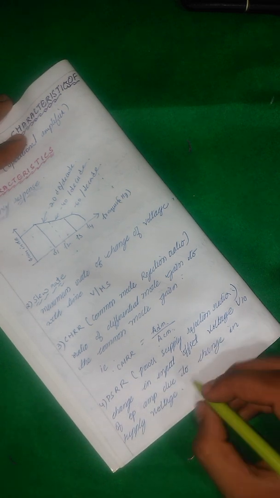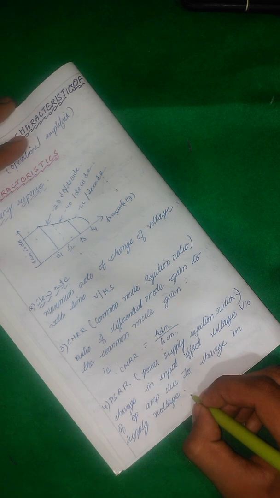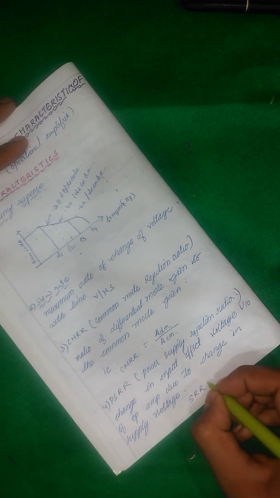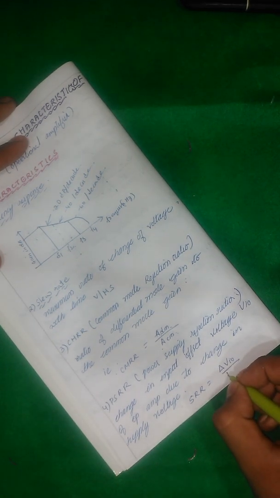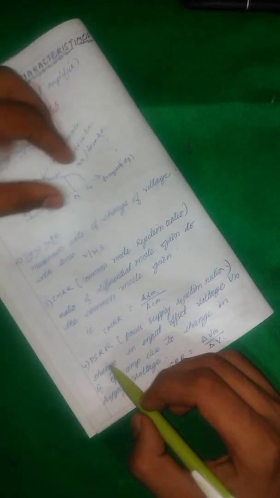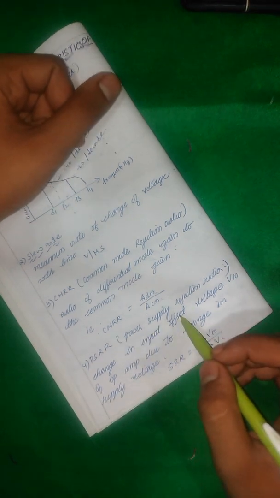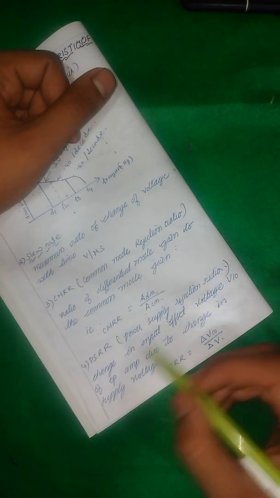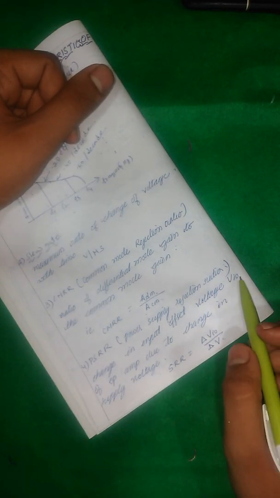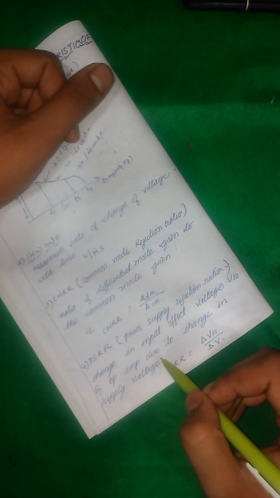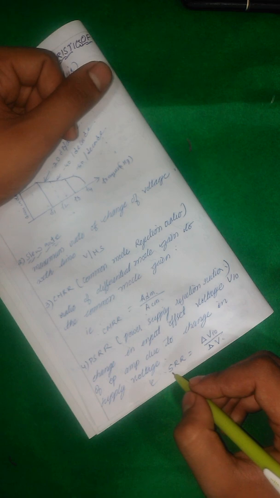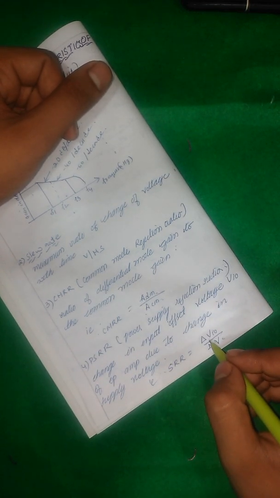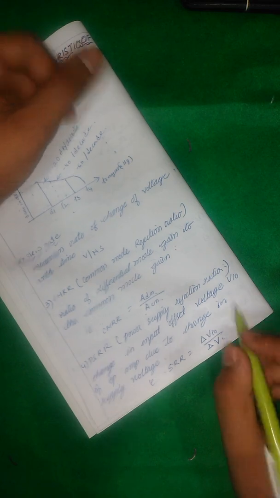Mathematically, we can write it as PSRR equals V_io by delta V. As defined, PSRR, the power supply rejection ratio, can be stated as the change in input offset voltage V_io of the op amp due to the change in supply voltage. Mathematically, PSRR equals change in V_io by change in V.